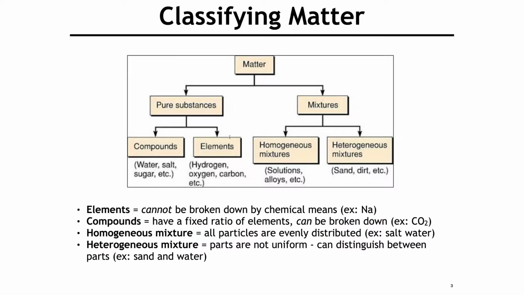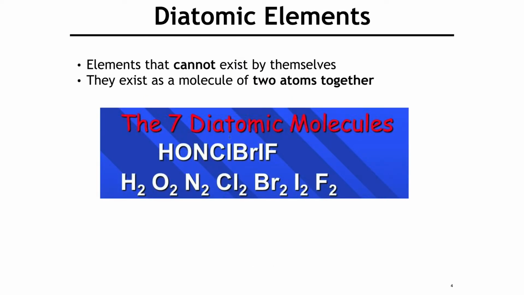Then you need to know the 2 types of mixtures. Homogeneous mixture: you can't see the different parts. If I mix salt and water, you can't pick out the different salt particles. And a heterogeneous mixture is when you can see the different parts. Your teacher may have told you, like a salad, I could pick out the lettuce, pick out the tomato, things like that.